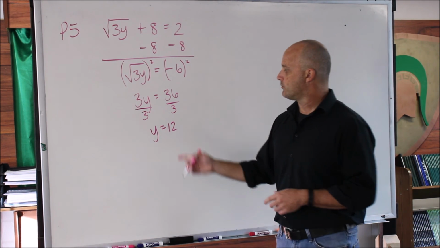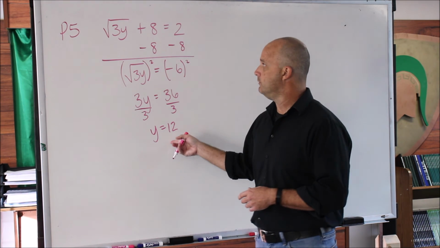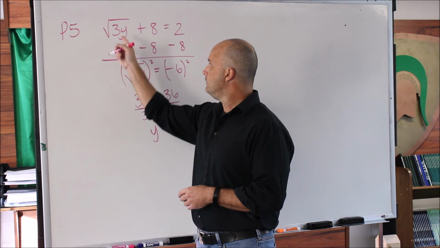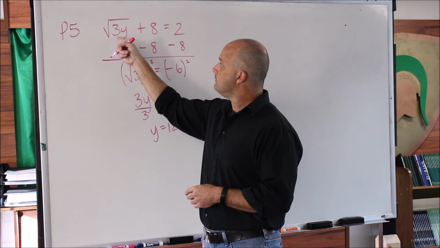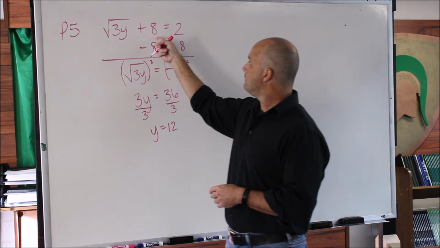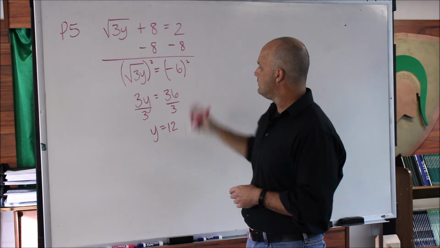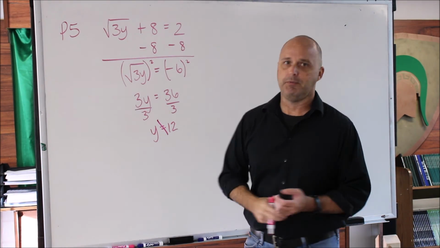Now let's go back and make sure that our solution of 12 is the correct solution. So plug it in for y. 3 times 12 is 36. Take the square root of 36, and that gives you 6. 6 plus 8 is 14. It's not 2, so we know y cannot be equal to 12.